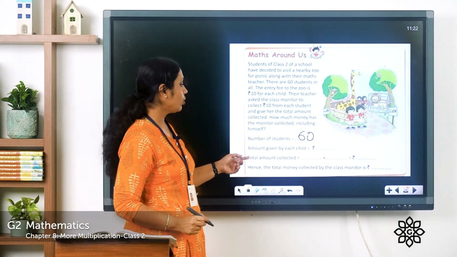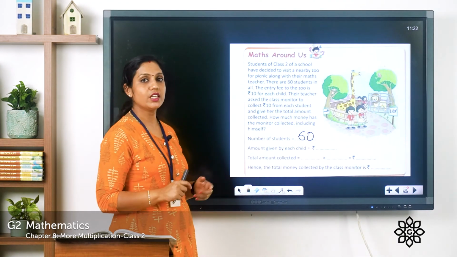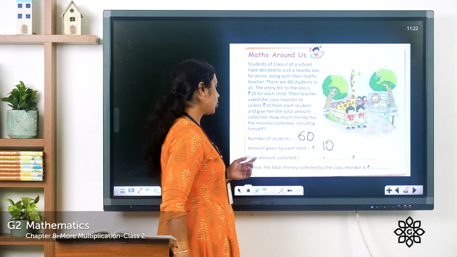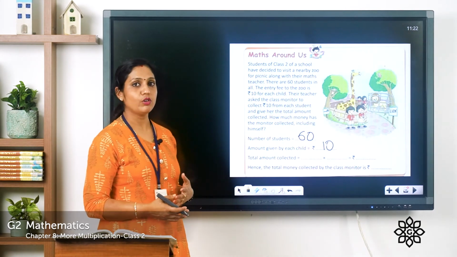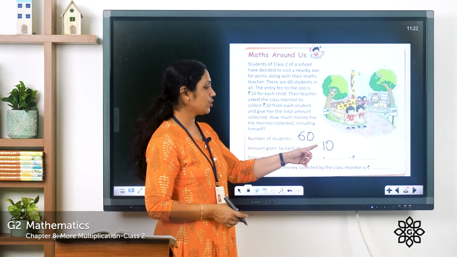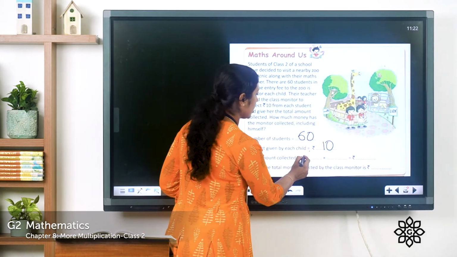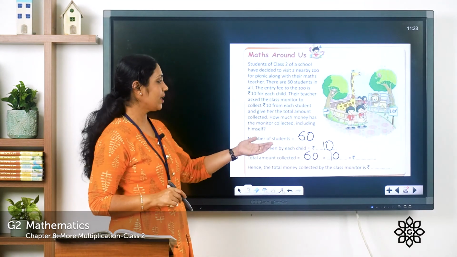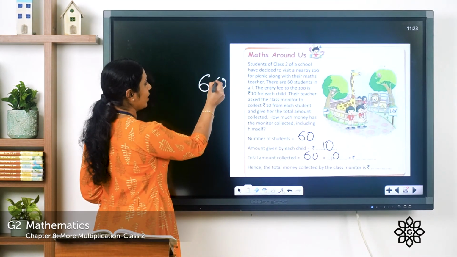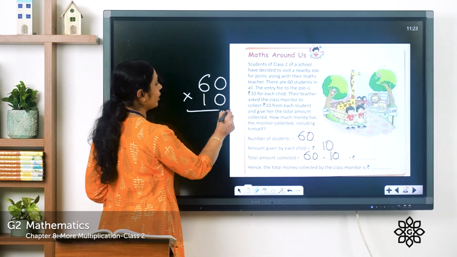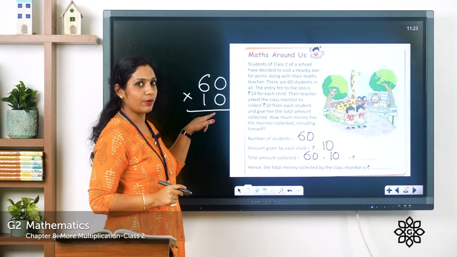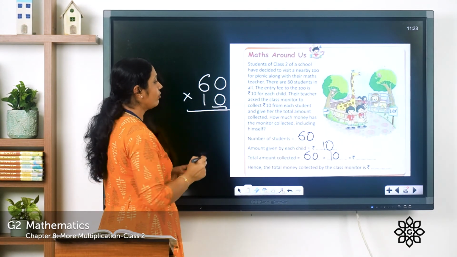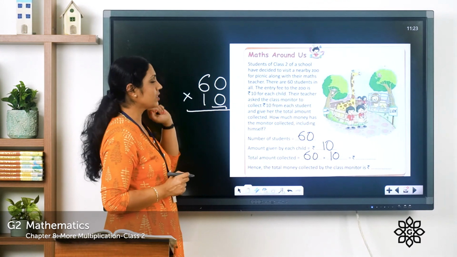The next question, amount given by each child. So each child has to give ₹10. So you can write here 10. Total amount collected. To find out, we have to multiply 60 into 10. So let's multiply 60 by 10. Here you have both numbers as 2-digit numbers. When you get such a number, first let's take the 0 here, and with the 0 you have to multiply the two digits in the 60.